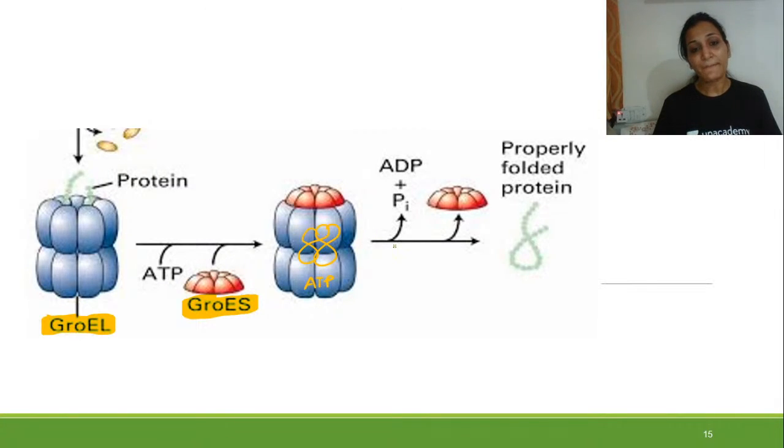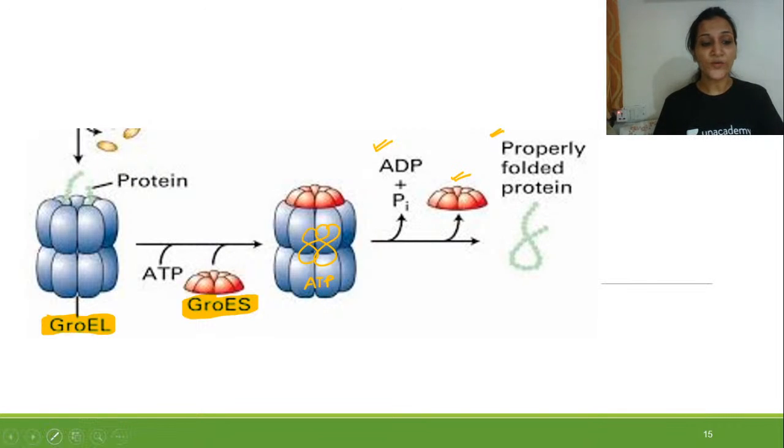So what will happen? There will be release of ADP and inorganic phosphate, and the lid, that is GroES, will also be removed after some time, and the properly folded protein will come out of the barrel, that is your GroEL or your chaperonin. So this is how proper folding occurs in chaperonin dependent protein folding. This we have seen here, right?